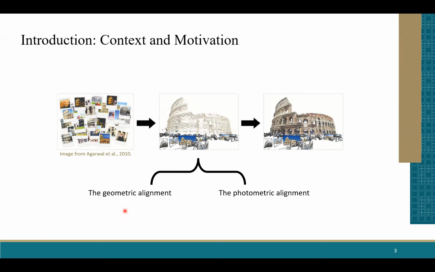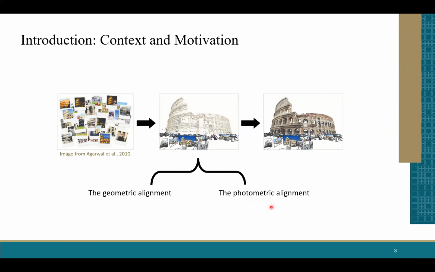The geometric alignment is commonly referred to as image registration, which is a fundamental task in image processing. And it is used to geometrically overlay two or more images of the same scene, possibly taken at different times, from different angles and different devices.